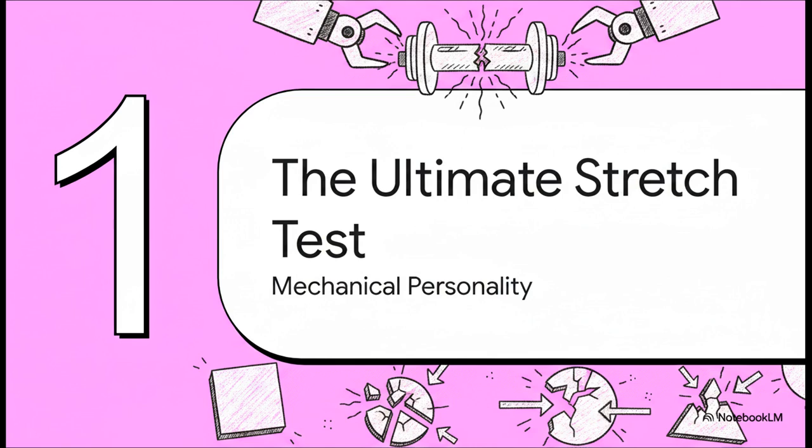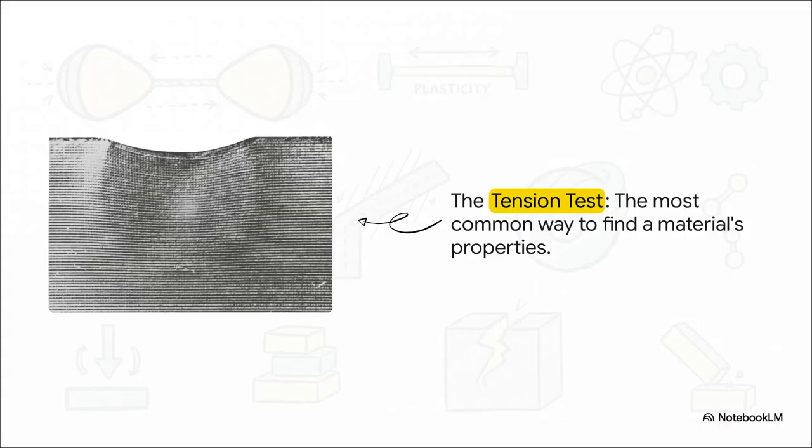How do we learn these secrets? Well, a lot of the time, engineers have to break stuff. But it's not just random smashing. They do it in a really precise, super controlled way, using something called the ultimate stretch test. This right here is the tension test. It's pretty straightforward, really. Engineers take a standard-sized sample of a material, kind of like the one you're looking at. They clamp it into a machine, and then they just pull. They pull on it from both ends until it snaps right in two.